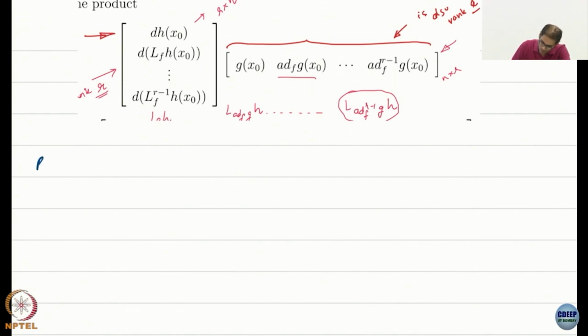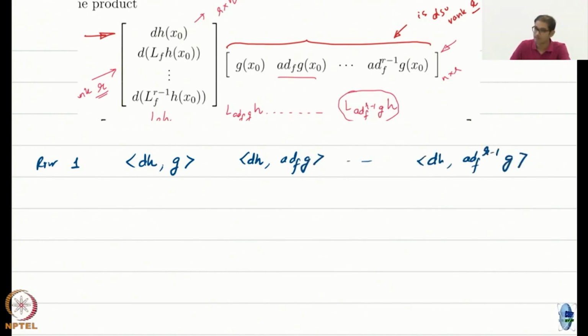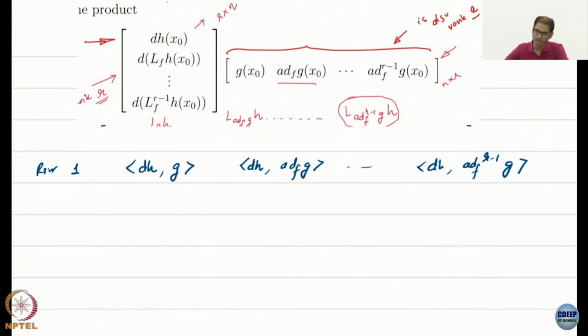So what will be the first row? Row 1 will be dh times g, forgetting the x0 argument so I have to write less. I can also write this as the inner product of dh with g, dh with ad f g, and so on up to dh with ad f^(r-1) g. This is row 1. Everybody agrees? I have just done the product. You can see these are consistent: each is a 1 by N row multiplied by an N by 1 column, so I get a scalar. An inner product always gives you a scalar.